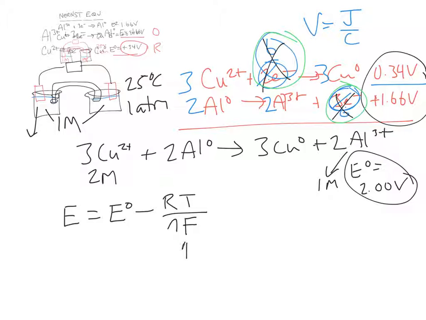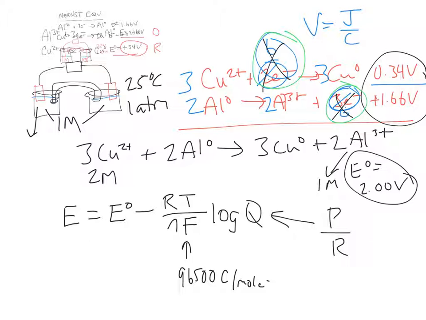Now this is a constant, and this is 96,500 coulombs per mole of electrons. And then this whole thing you will also multiply by the log of Q. And Q, just like K when you learned your equilibrium constants, is products over reactants, raised to whatever the coefficients actually are. And this is only for solutions.